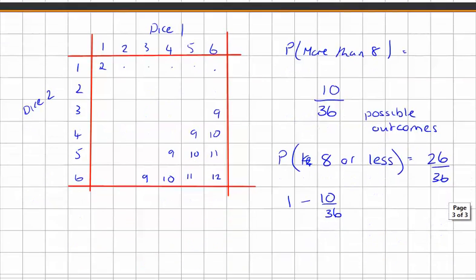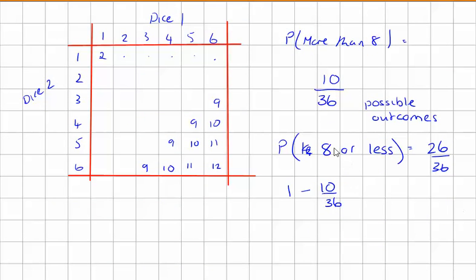Why did you do 1 minus 10 over 36? To find 8 or less. Because the probability of more than 8 and the probability of 8 or less are two what we called last lesson, for those of you that got that far. Those two events are mutually exclusive and exhaustive.